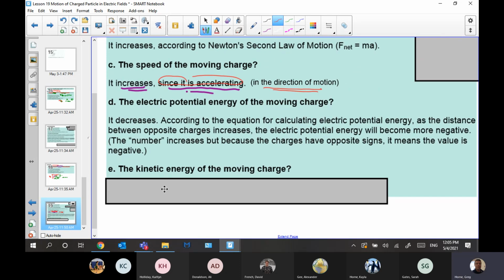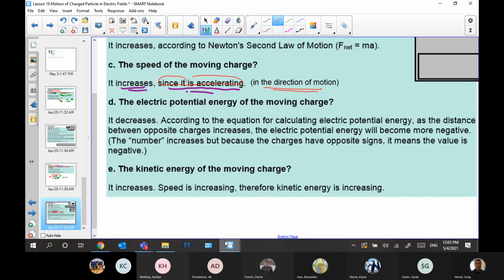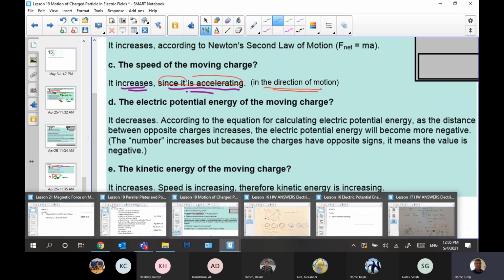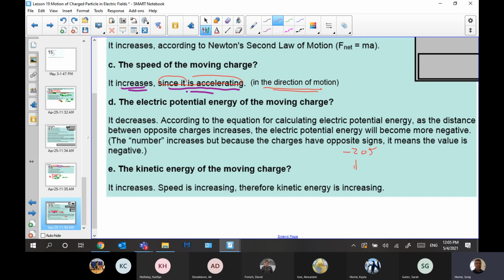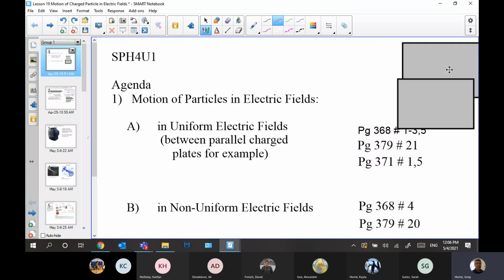And then the kinetic energy, what's happening? Well, it's speeding up, right? It's increasing. So picture being at a negative 20 joules, and then as you go in towards it, you get to like a negative 50 joules, right? So this decreased by 30, which corresponds to an increase. Basically, that negative 30 transferred. So we had a drop of 30 corresponding to a gain of 30 of kinetic. And that is it.